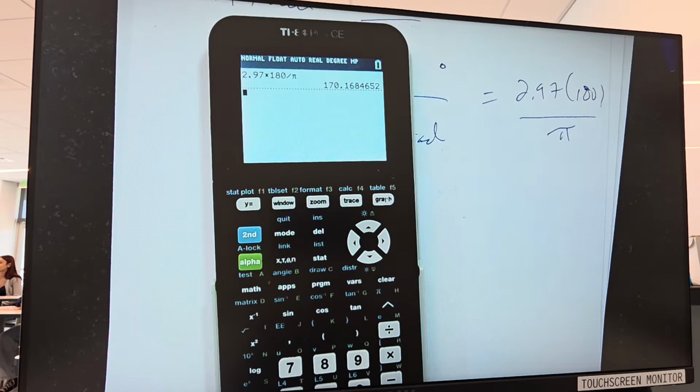Is that always true? Is pi radians always 180 degrees, or is that just ours? Let me say a very teacher thing: in the geometry we're studying, yes.